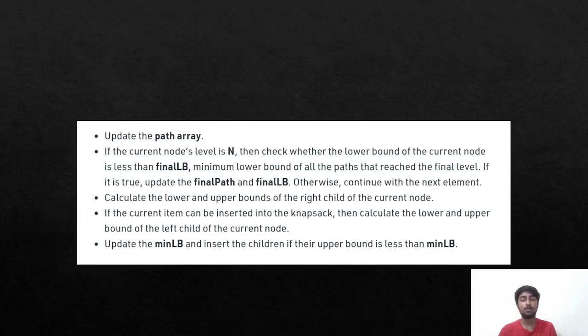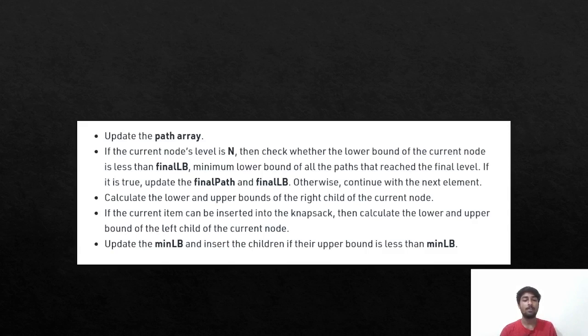If the current node's level is n, then we check whether the lower bound of the current node is less than the final level minimum lower bound. If it is true, then we update the final path as well as the final level minimum lower bound. Otherwise, we continue with the next element.